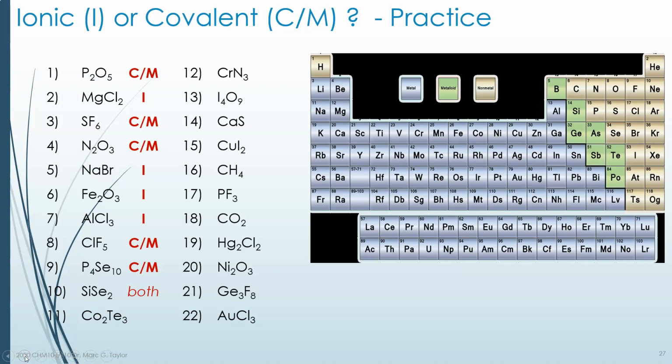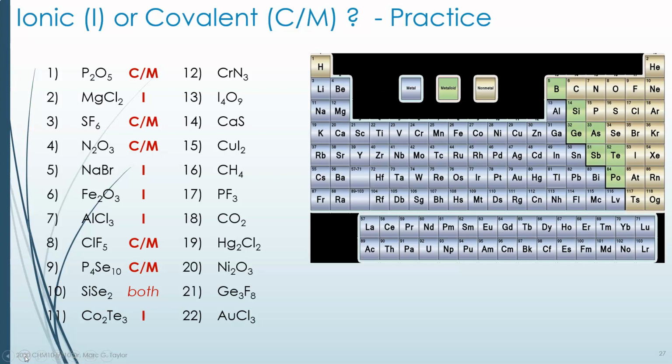Cobalt, Co2Te3. This is cobalt-3 telluride, and this would be containing cobalt. And cobalt, if you look right in the middle of the periodic table, on the top row of the transition metals, you see cobalt is a metal. So that's ionic. And I'll let you do the rest of these.